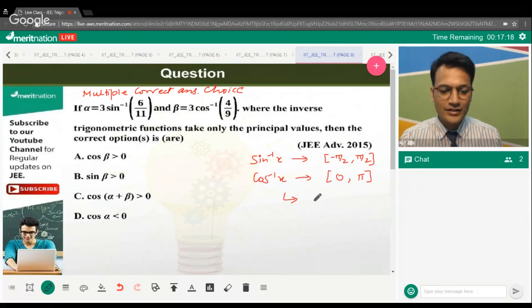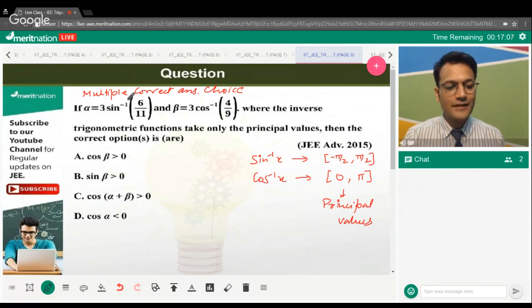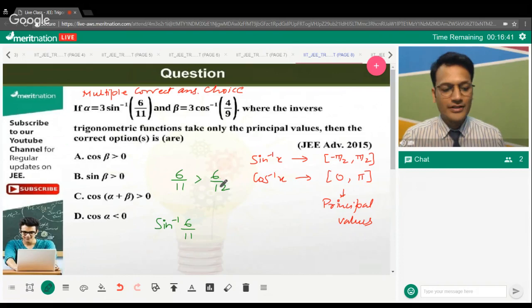So sine inverse x and cos inverse x, these are the domains. These are basically the domains of the principal values. Over here, if I'm choosing an angle for this or an angle for this, I'll choose it from these 2 domains. So if I talk about this sine inverse 6 by 11, right? We all know that this value 6 by 11 will certainly be greater than 6 by 12. Yes or no? Because higher the denominator, lower the value.